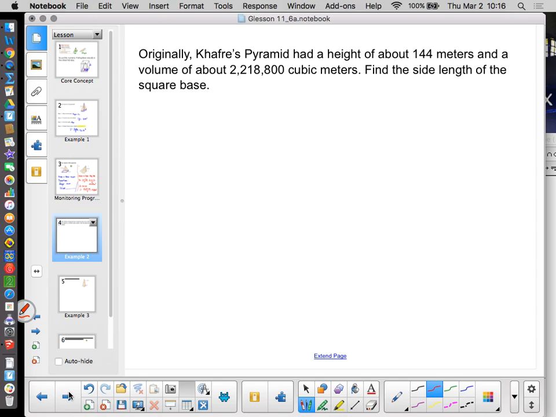Okay, a pyramid. I'm not sure even how to pronounce that guy's name, but probably one of the pharaohs of Egypt. He had a height of 144 meters and a volume of 2,218,800 cubic meters. Find the side length of a square base. So you've got a square base pyramid. And here's my top. We're looking for the base side length of the square base.